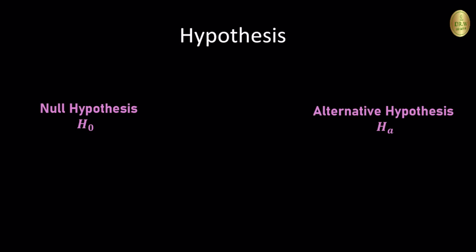Chapter 17, Test of Significance. In this video, I am going to talk about hypothesis. Here I will be explaining the test for a population mean. First, let me talk about null and alternative hypothesis.